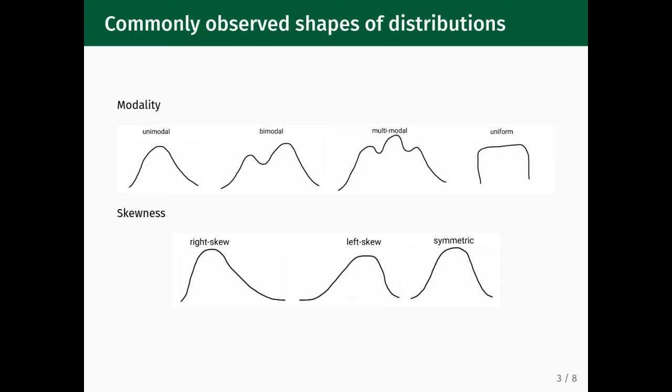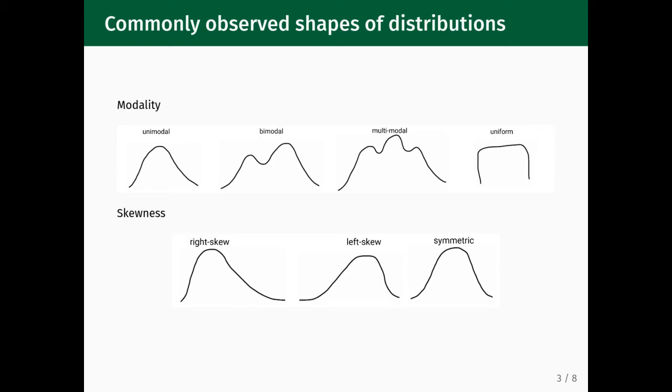Here are some common examples, and the words we use to describe them. First, it's useful to describe how many peaks are in the histogram, which we call the modality. If there's one peak, we call the histogram unimodal. 2 peaks is bimodal, and multimodal means more than 2 peaks. If there are no clear peaks, then we describe the shape as uniform.